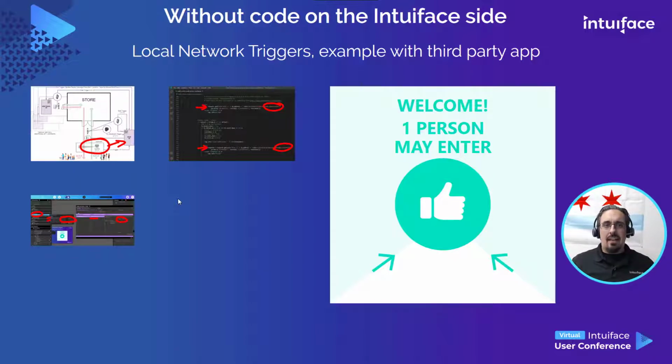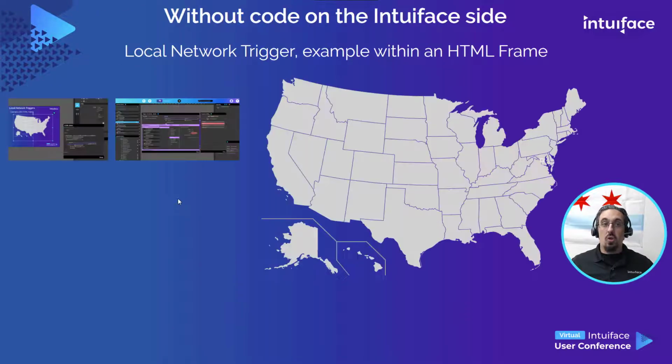Let's have a look at a second example of local network triggers again, but this time it's even within the experience. So we've been asked, and this comes from the community. This was a request from the community. How can I have some very custom UI sending some triggers to Intuiface? And in this case, you can see the map of the US with the different states.